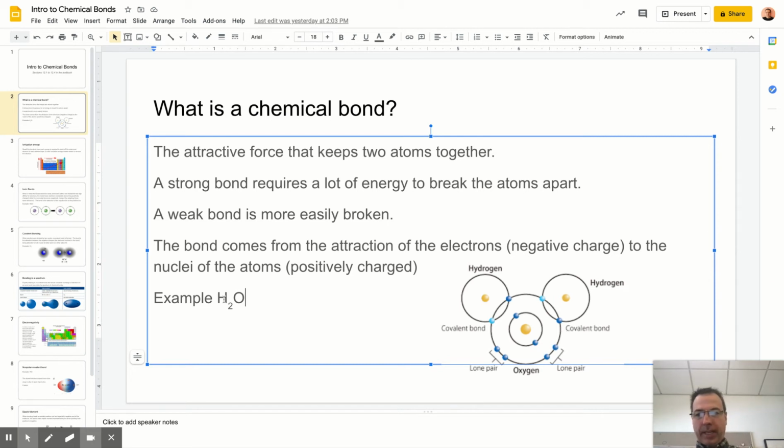And then, of course, there's a second hydrogen. So we have the same bond happening over here, right? And why does it look like that? And why is it shared that way? It really has to do with electron configuration, and we'll come back to that.